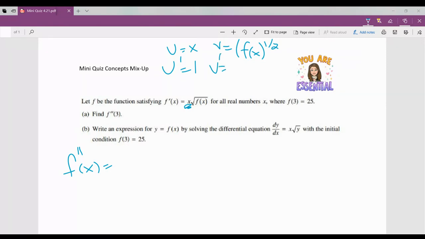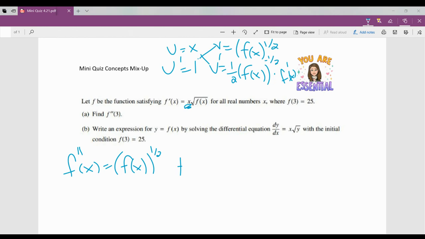Take the 1/2, bump it down. Keep the inside the same. Subtract 1 from the exponent times, that should have a 1 up there, the derivative of the inside, so f prime of x. Okay? So when we do f double prime, it's going to be u prime v, so f of x to the 1/2, or the square root of f of x, plus uv prime.